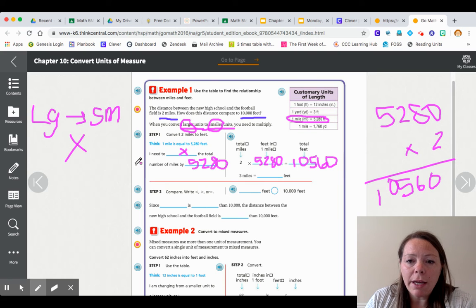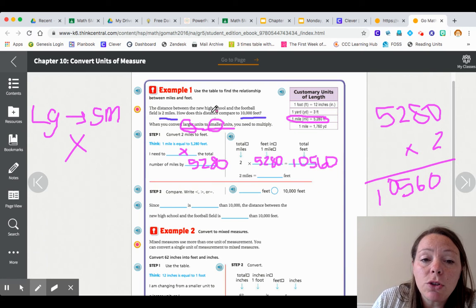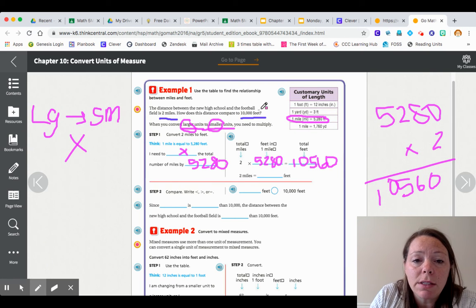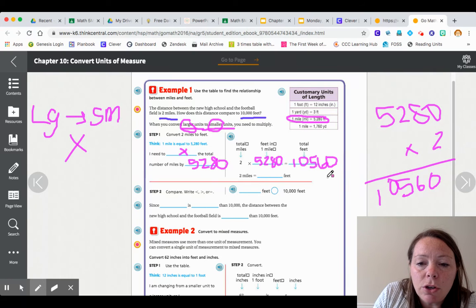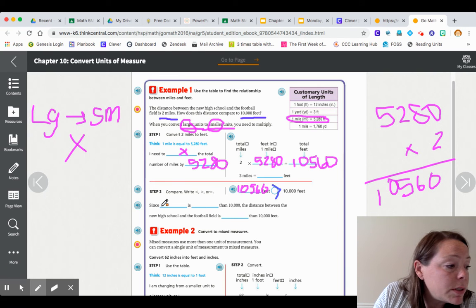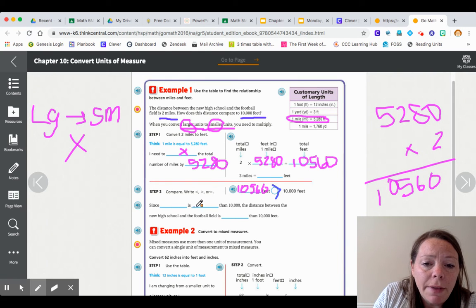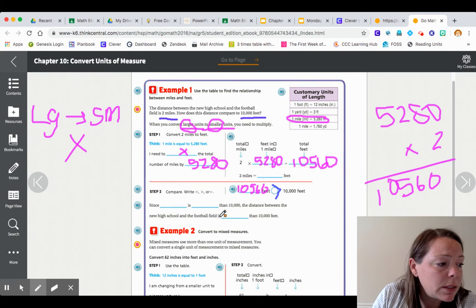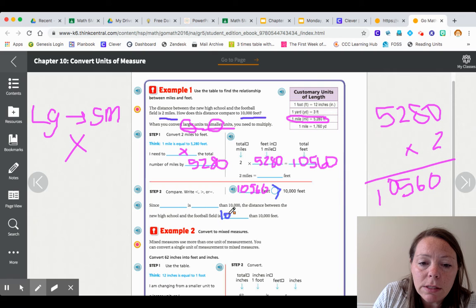Think about it. 1 mile is 5,280 feet. So 2 miles is double that, 10,560. All right, so now we need to compare them because that's what the question asked us. How does the distance compare to 10,000 feet? So we have 10,560 feet. 10,560 feet is greater than or less than 10,000 feet? It's greater than, right? So since 10,560 is greater than 10,000, the distance between the new high school and the football field is longer.